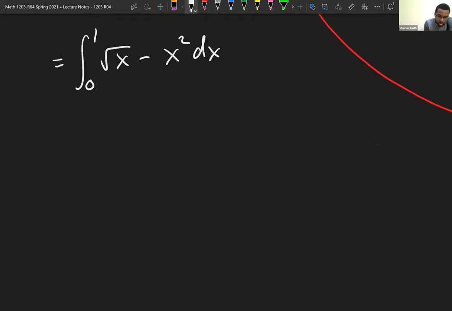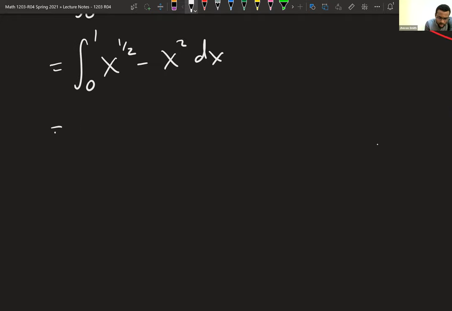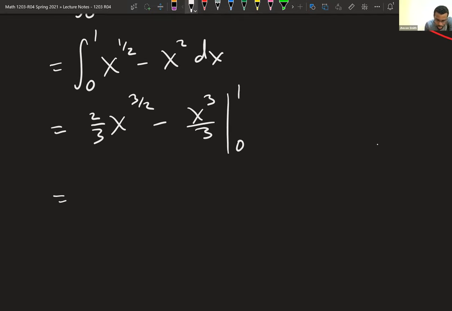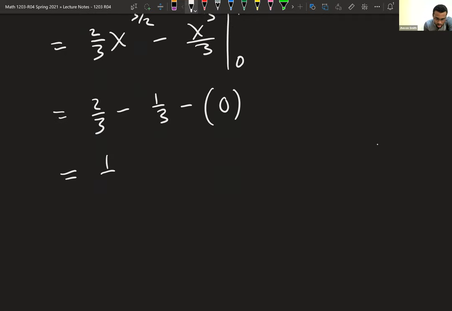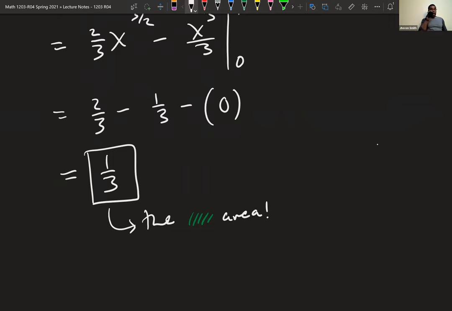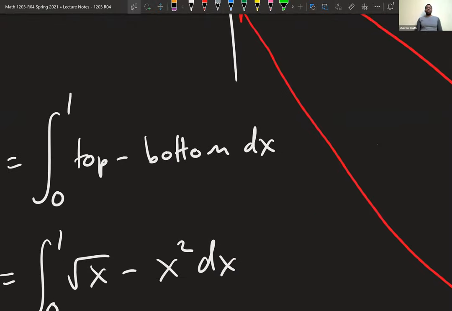At this point, the integral itself isn't bad. This is just x to the 1/2 minus x to the 2. Add 1 to the power, divide by the new power. Add 1 to the power, divide by the new power, between 0 and 1. Plug in 1, get 2/3, plug in 1, get 1/3, minus you plug in 0. So you get a third. And that's the green area. And that's it. That's the error between curves. That's basically the idea. Integral of top minus bottom.